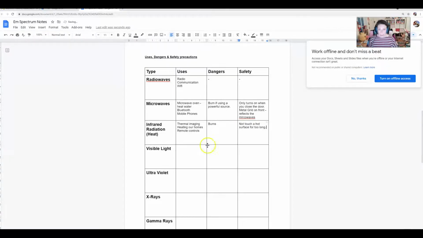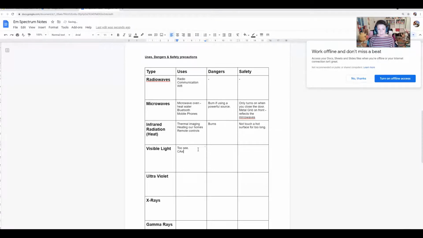Okay. Next, visible light. So visible light is those colours of the rainbow that I was talking about. So Richard of York gave battle in vain is how you would remember them. Red, orange, yellow, green, blue, indigo, violet. So we use visible light obviously to see. So our eyes have evolved to detect this electromagnetic wave.